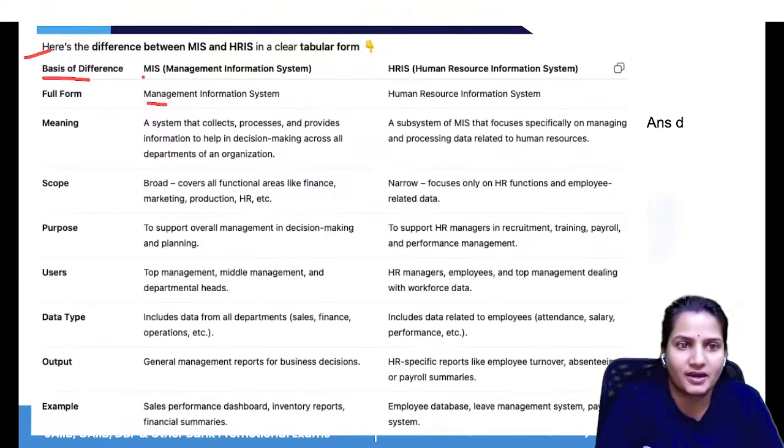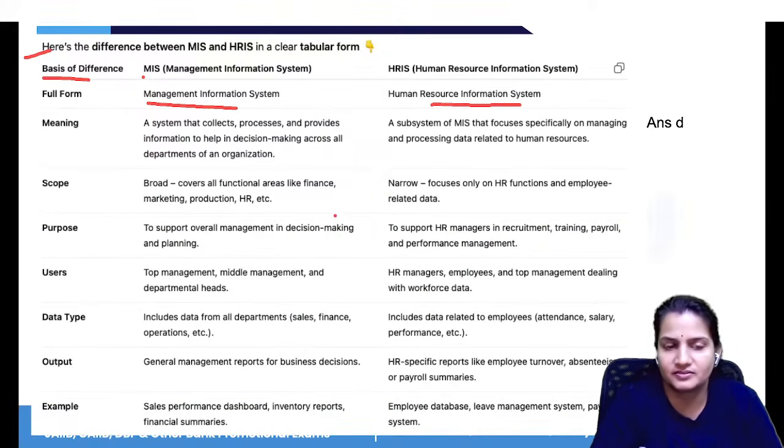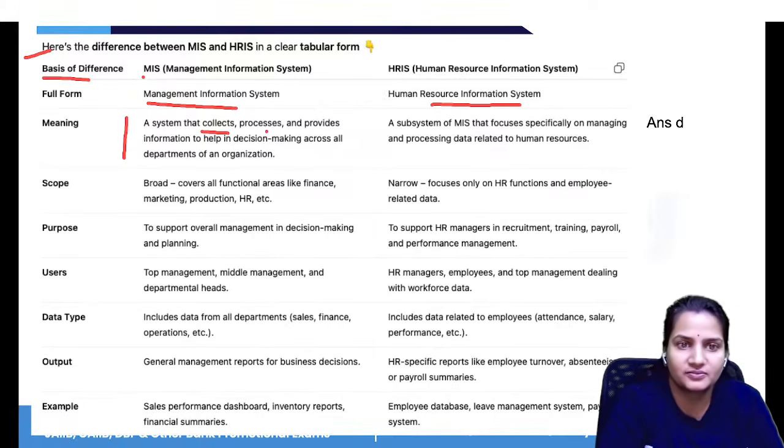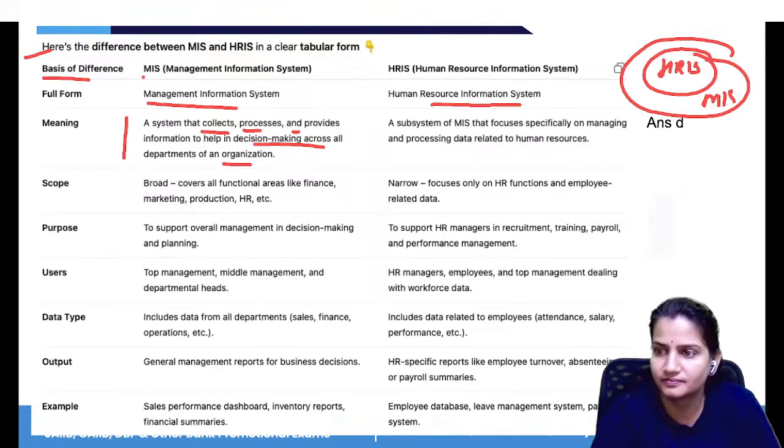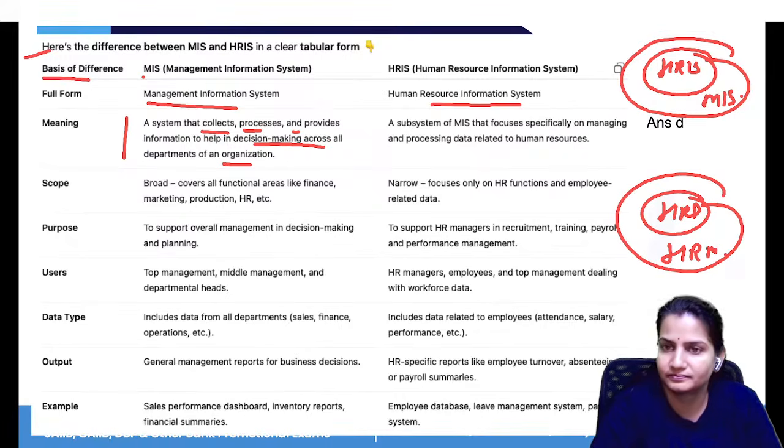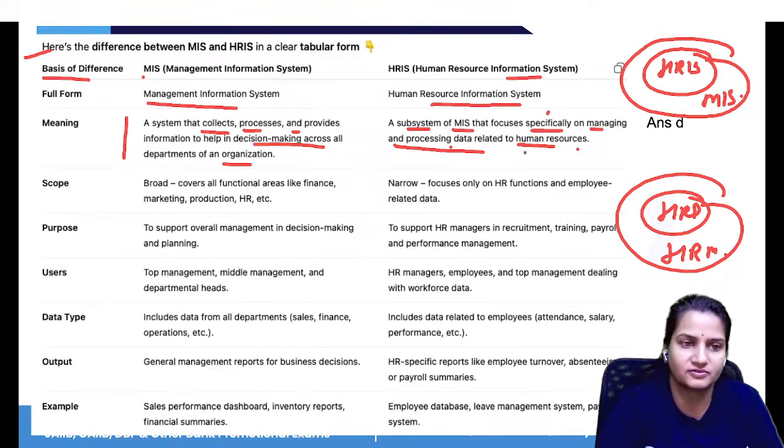MIS is the Management Information System, and HRIS is the Human Resource Information System. MIS is the system which collects, processes, and provides information so that you can make proper decisions for your company. HRIS is a subset of MIS. Likewise, HRD is a subset of HRM. It is the subsystem of MIS that focuses specifically on human resource, managing and storing data.